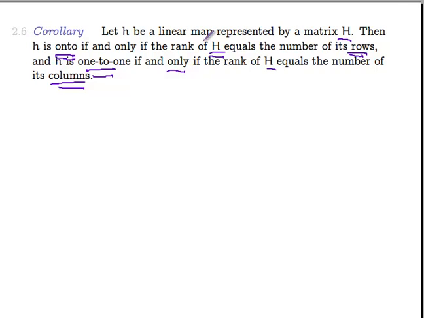And as I mentioned already, the number of columns is equal to the dimension of the domain, and the number of rows is equal to the dimension of the codomain. Now, if the rank is equal to the dimension of the codomain, that means that the linear map is onto. If the rank is equal to the dimension of the domain, that means it's one-to-one.